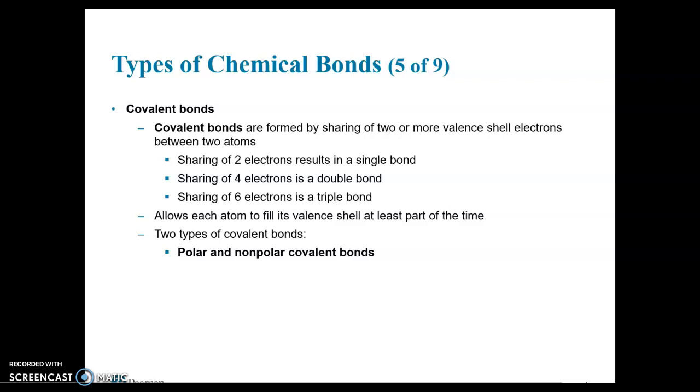Now, covalent bonds are formed for the same reason, but they're formed in a different way. Covalent bonds are formed by sharing valence shell electrons, okay? If 2 electrons are shared, that's a pair of electrons, and you have a single bond. 4 electrons or 2 pairs would be a double bond. 6 electrons or 3 pairs would be a triple bond. And then we have polar and nonpolar covalent bonds.